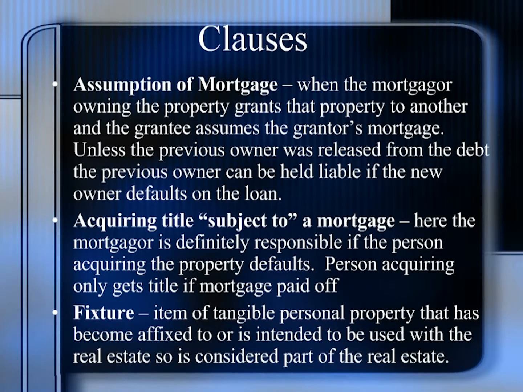Assumption of mortgage clause. When a mortgagor owns a property and grants the property to another, and the grantee assumes the grantor's mortgage. So first of all, the loan has to be assumable. If it's assumable, then you can give it to someone else, and they would assume it.